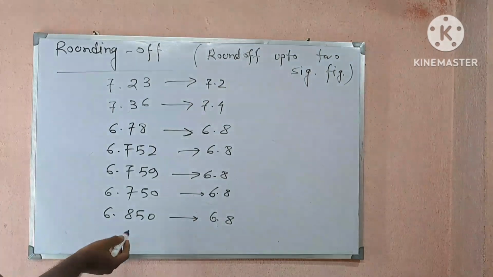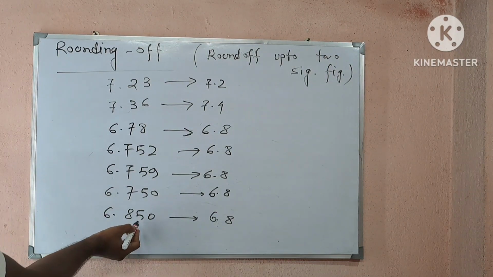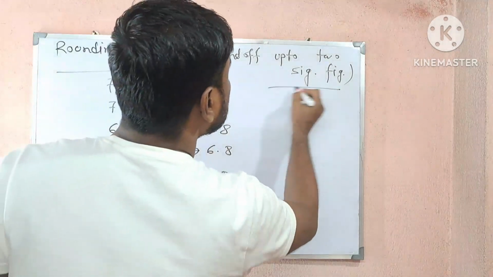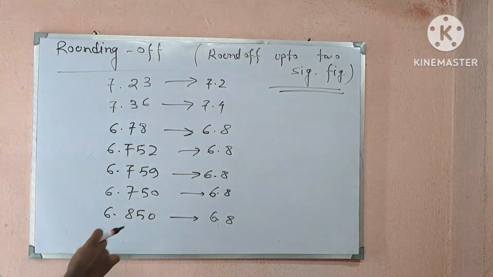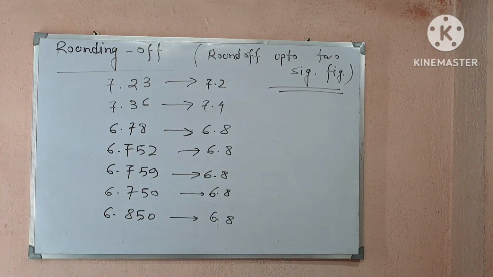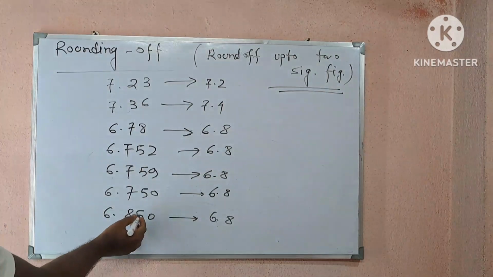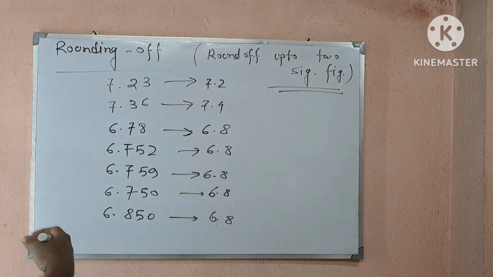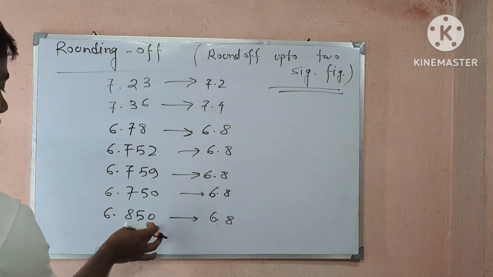Why are we looking at this 5? Because we have to round up to two significant figures. That is why we are looking at the third digit. So here the third digit is 5, because we know we have to compare all those numbers with 5. So 5 followed by 0.